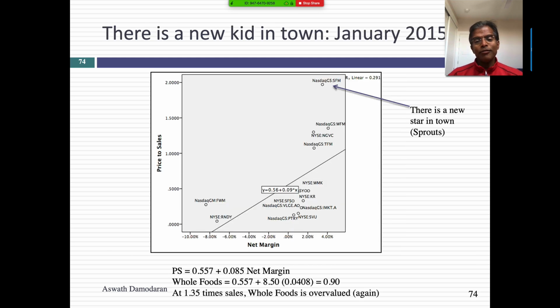And in 2015, when I looked at the grocery market, you see the new kid in town? It's Sprouts. Again, people are messing up on Sprouts. Again, very different from the rest of the sector. There's a broader lesson here.